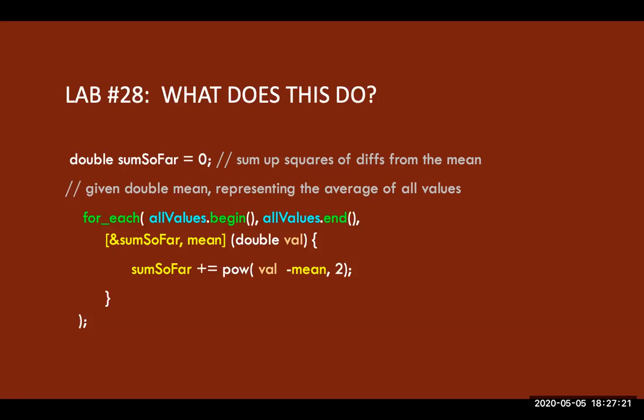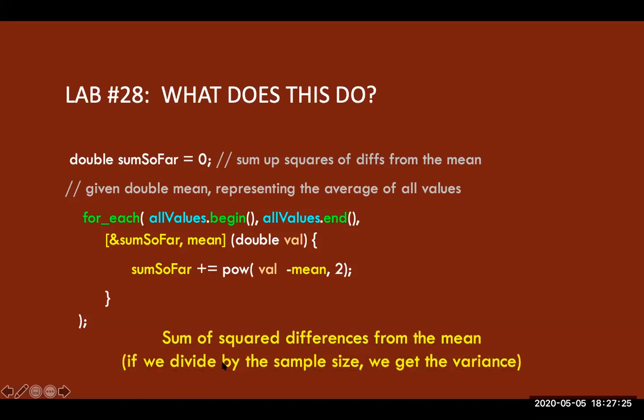And so what we're doing here, essentially, it's a pretty standard statistical thing to do. We're summing the square differences from the mean. And then if we thereafter divide by the sample size, for those of you who took statistics, that would give us the variance. I believe that's essentially what we would be doing there. So we're just really calculating a partial statistical value here using a lambda, and we're storing it in the sum via reference.